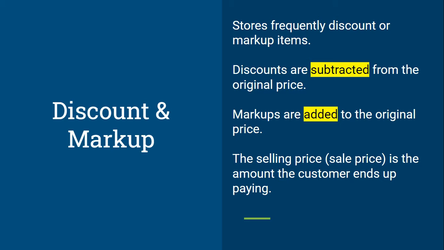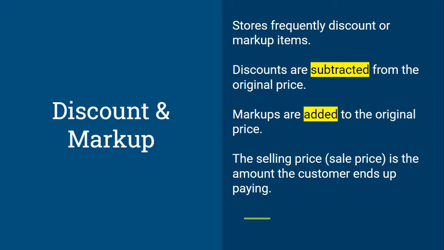Now, discount and markup. Stores usually discount or markup items that they're selling. To discount an item means that you subtract that amount from the original price. So if a company has a certain item that's not selling very well, they want to mark it down to get rid of it. So that's what we call a discount.